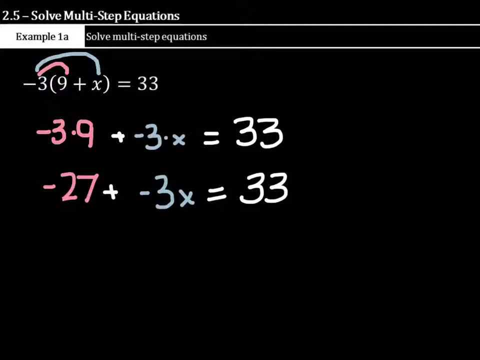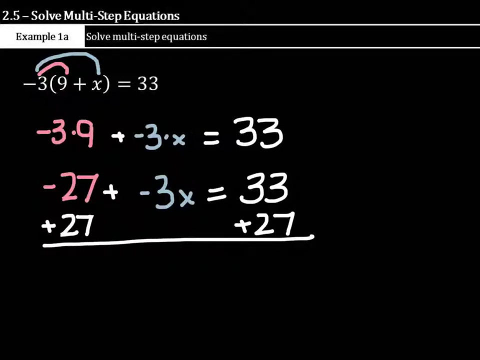Now, we have it down to a two-step equation. We need to find the value of this x. So we need to first move this negative 27 to the other side of the equation. And the way we're going to do this, what is the opposite of negative 27? Well, it's a positive 27. So let's add 27 to both sides of the equation. That cancels out, and we're left with a negative 3x equals 60.